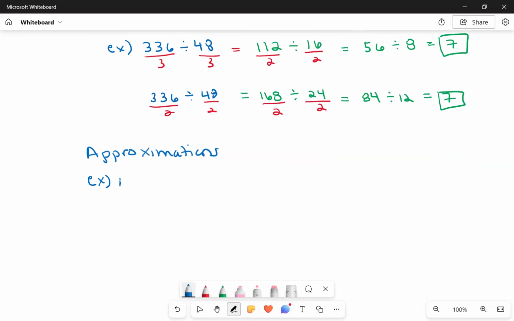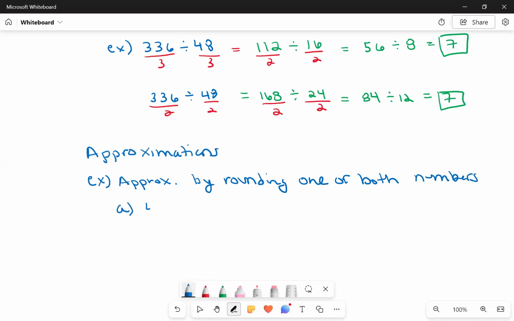Okay, so the first directions they say is approximate, and here I'm going to abbreviate approximate just because I'll be writing enough, by rounding one or both numbers. Okay. Part A, let's divide 472 by 46. So I definitely can't do that in my head. I am going to have to round.